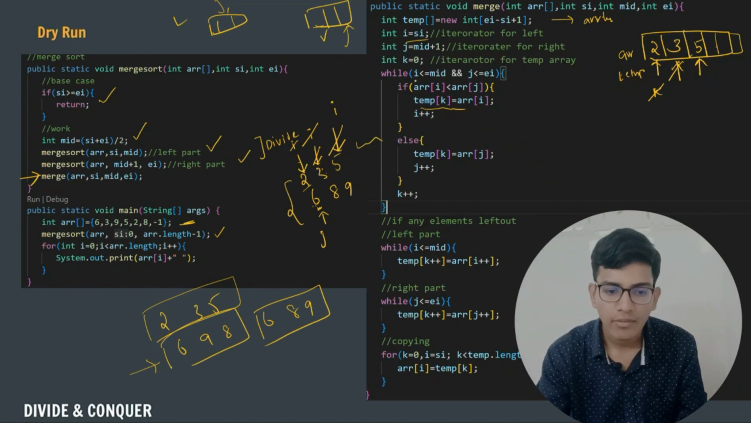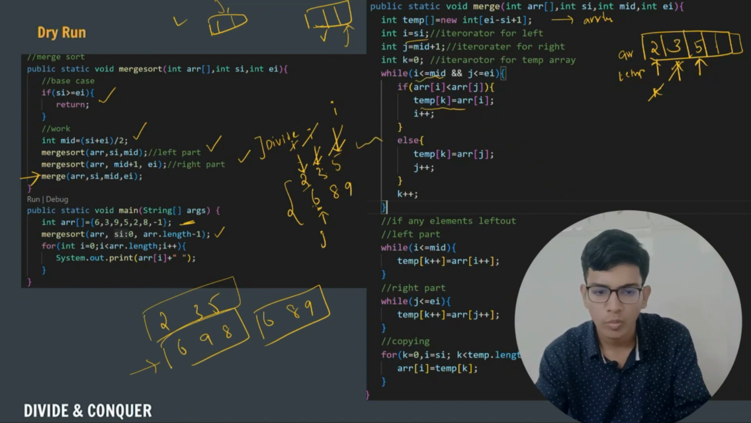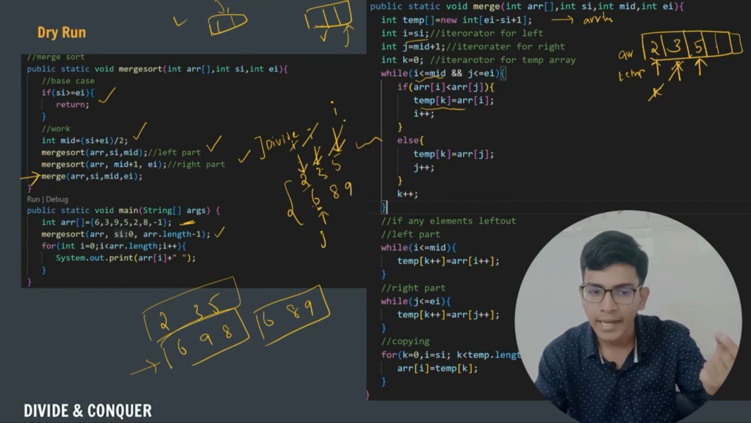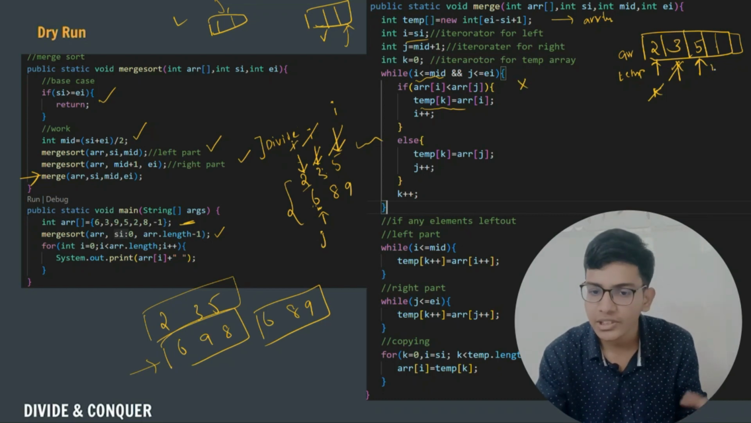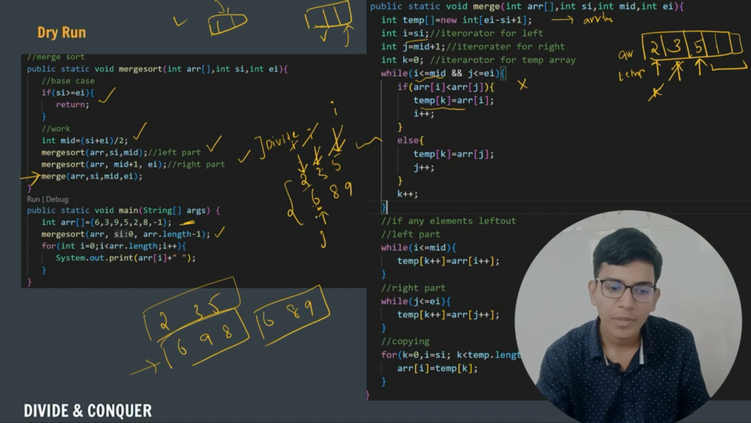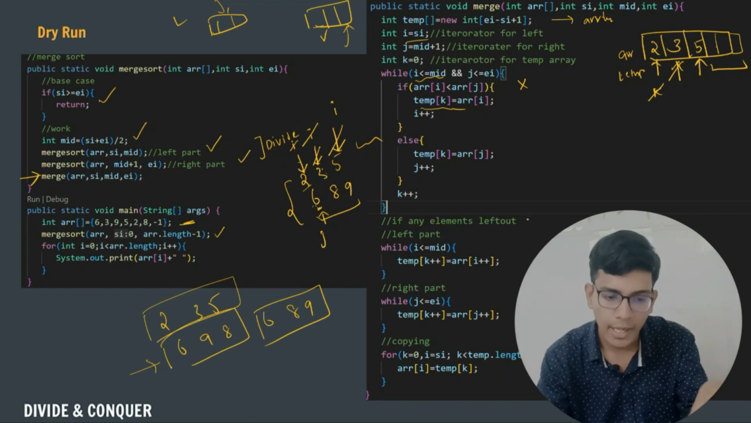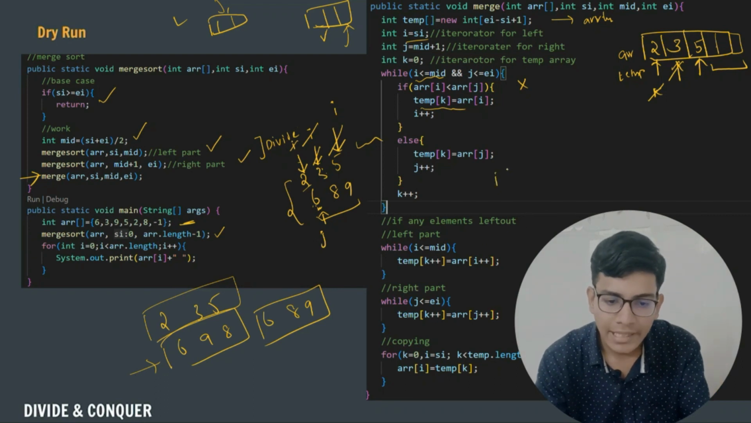So this condition, i should be less than or equal to mid with i plus plus, will fail, because I will go out of mid. There are three elements present on the right side of the array. So you can see that some elements are left out on my right side of the array. Here the i value is greater than mid.